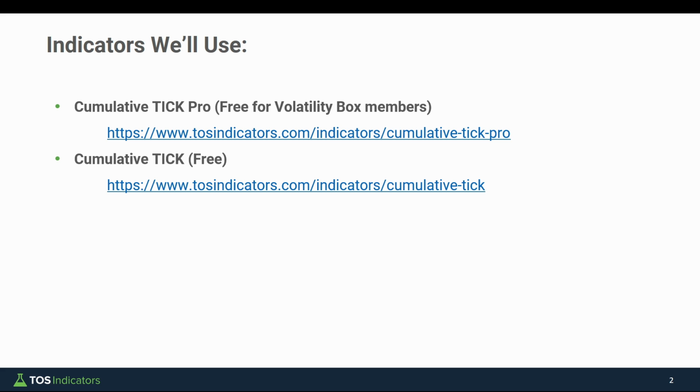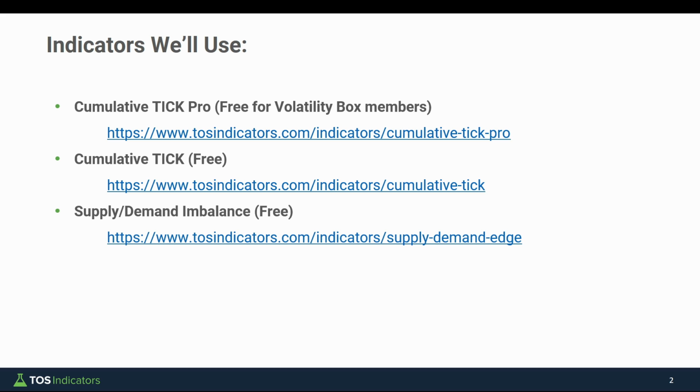One other indicator you might find useful, though not necessary, is the supply-demand imbalance indicator. This is also a free indicator for everyone, and this will give you an idea of how those imbalances were building up all the way until the cumulative tick actually gave us the signal that, hey, we now think trend is exhausting.